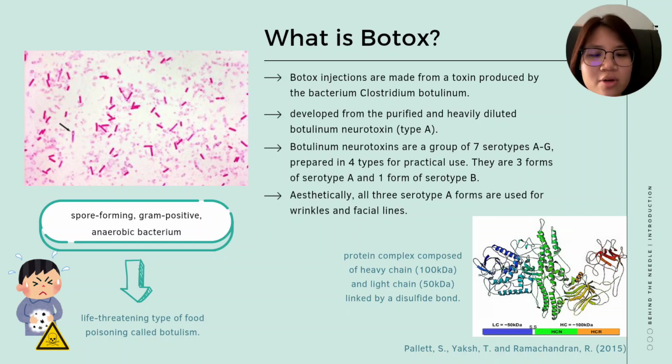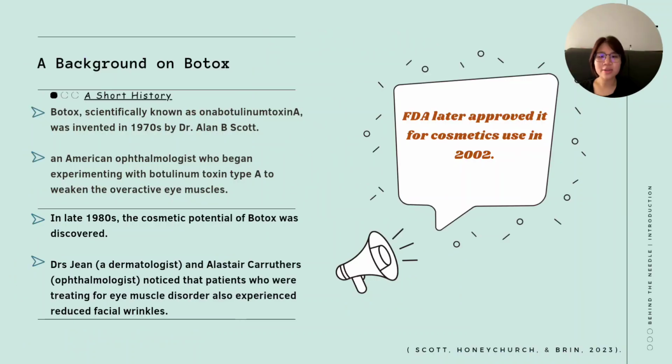In the picture at the right corner of the slide, structurally, Botox toxin is a protein complex composed of a heavy chain of 100 kilodaltons and a light chain of 50 kilodaltons. They are linked together by a disulfide bond. So let's take a look into the background on Botox.